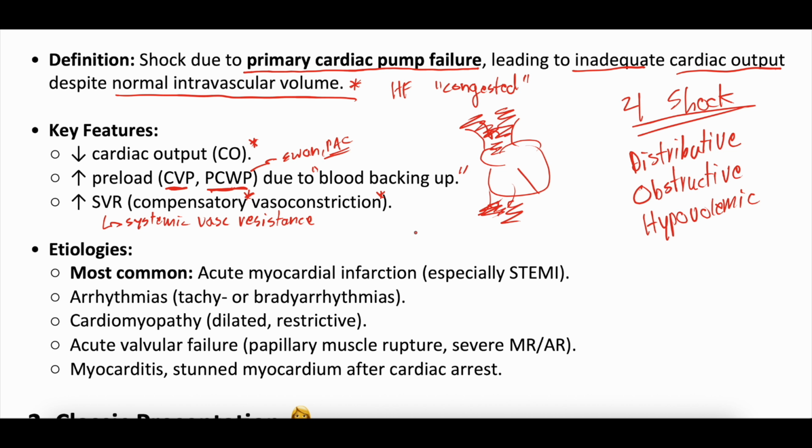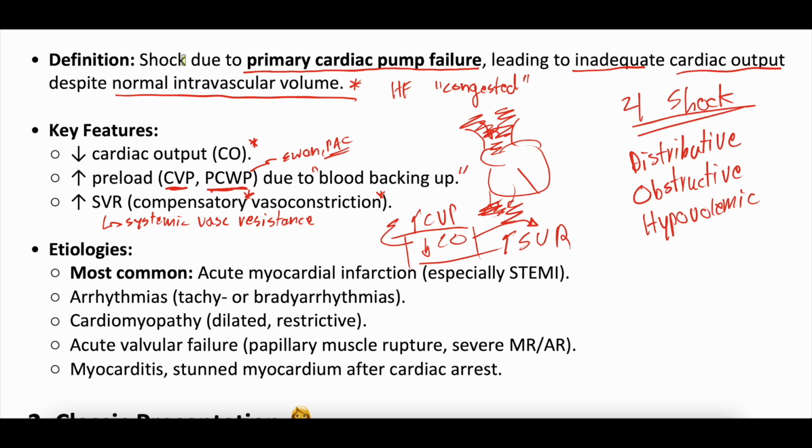All right, so you get a high CVP, a high central venous pressure. You have a low cardiac output, and you have a high SVR. The low cardiac output is part of the primary pathology of cardiogenic shock, and that leads to a high CVP. And then your body tries to compensate by increasing its SVR, its systemic vascular resistance, or vasoconstricting. We'll get more into that, don't worry.